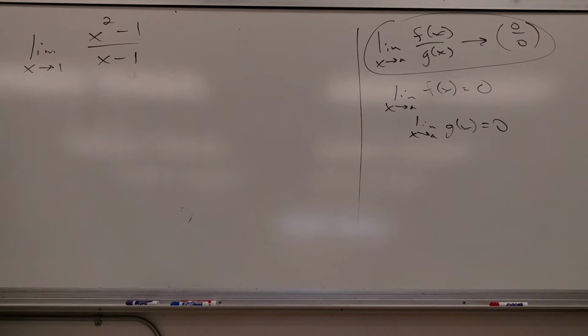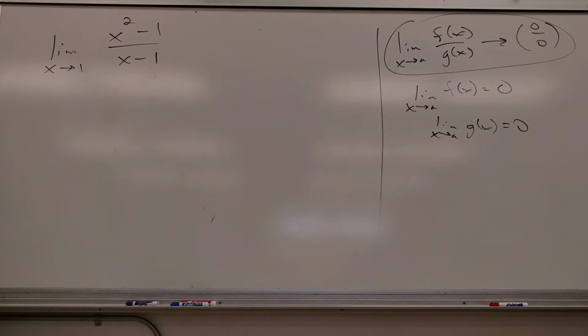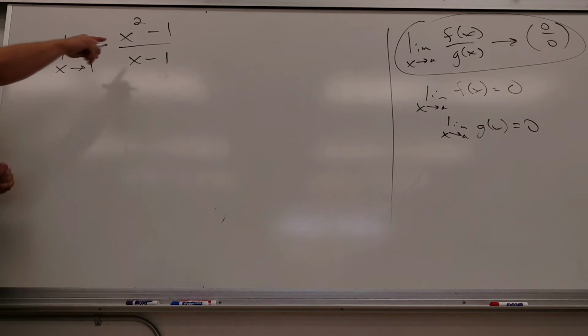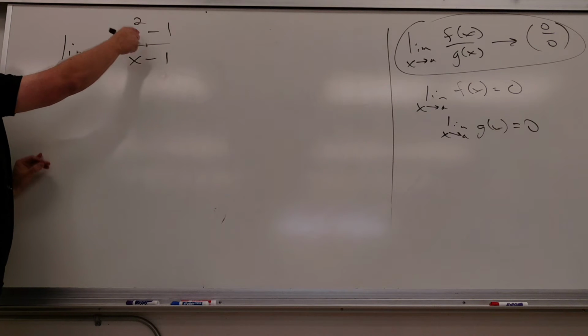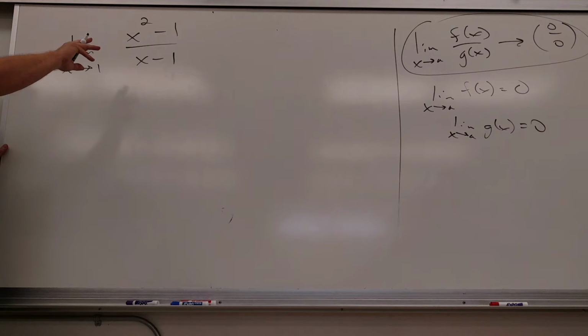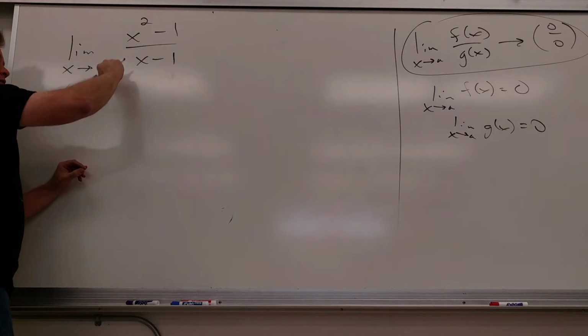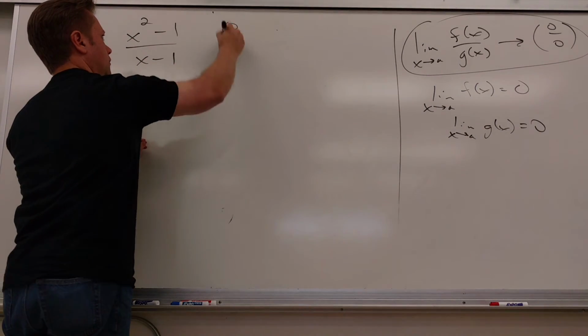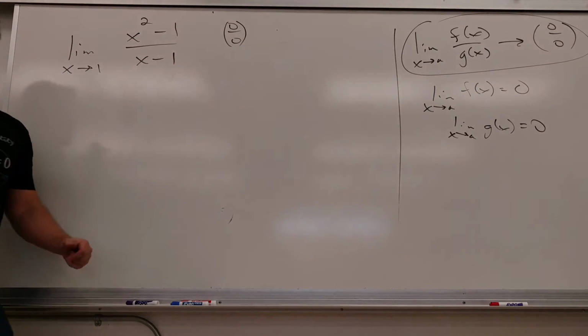Who could tell me real quick, just by factoring, what would the answer be? 2. Yeah. You factor, the x plus 1, x minus 1 goes away. x plus 1, when you plug a 1 in, you get 2. So the answer should be 2, no matter what method I use, as long as the method is valid. But what form is it in right now, before I factor? Yeah, because what do you get? 0 over 0, I like it. So it's in that form.